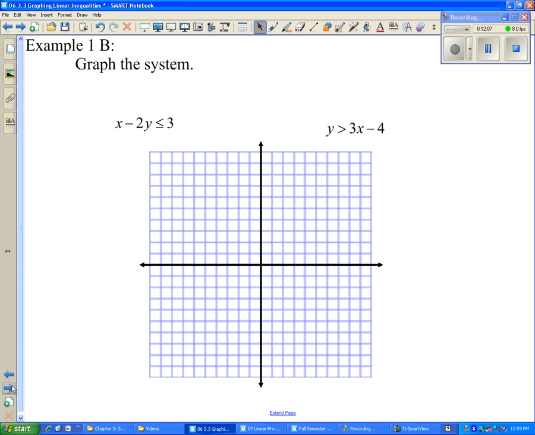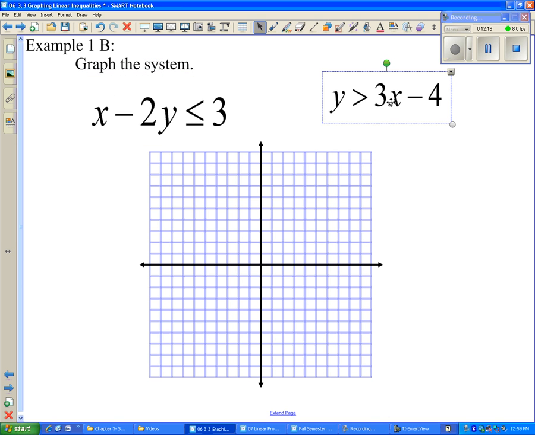So graph the system. Let's go ahead and make these larger so that you can see them a little easier. X minus 2y is less than or equal to 3. Y is greater than 3x minus 4. There's lots of ways you can do this. You can put these in slope-intercept form and graph them.